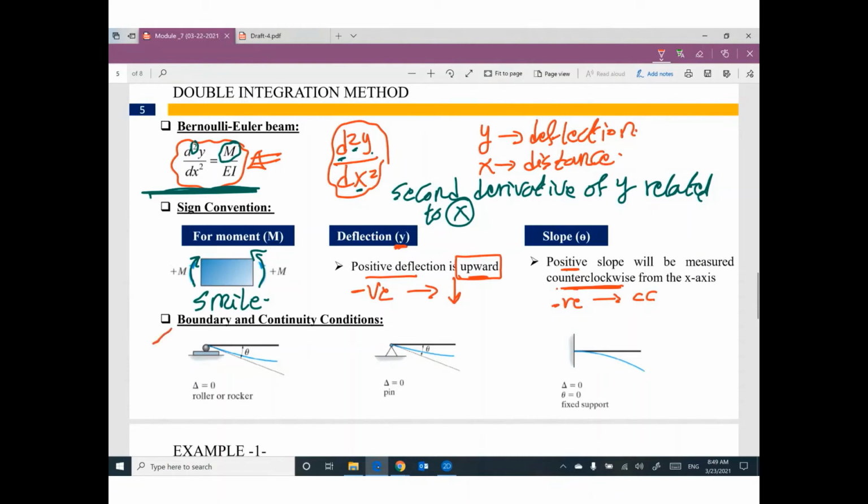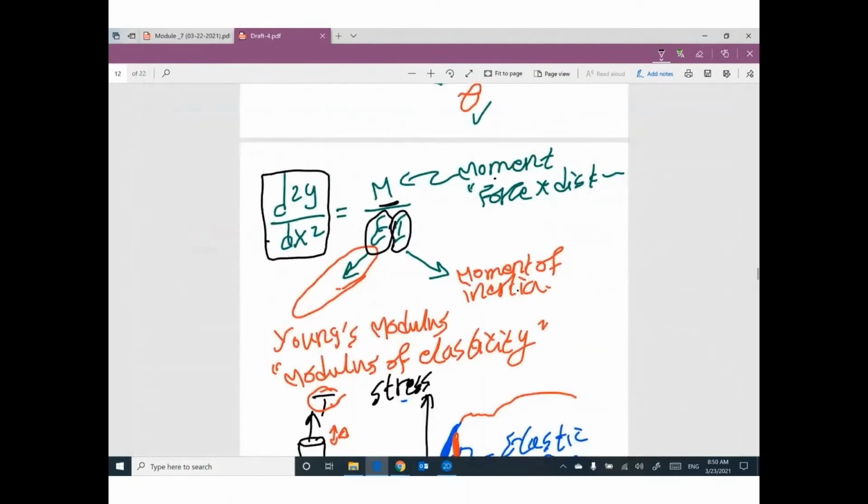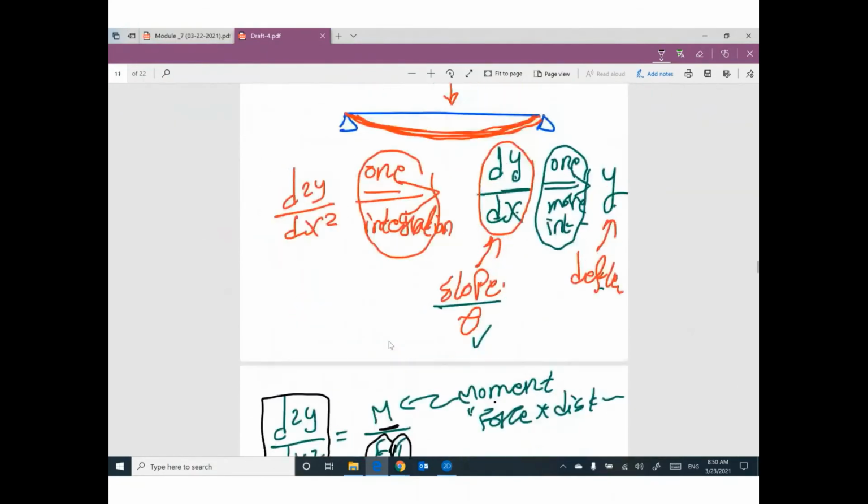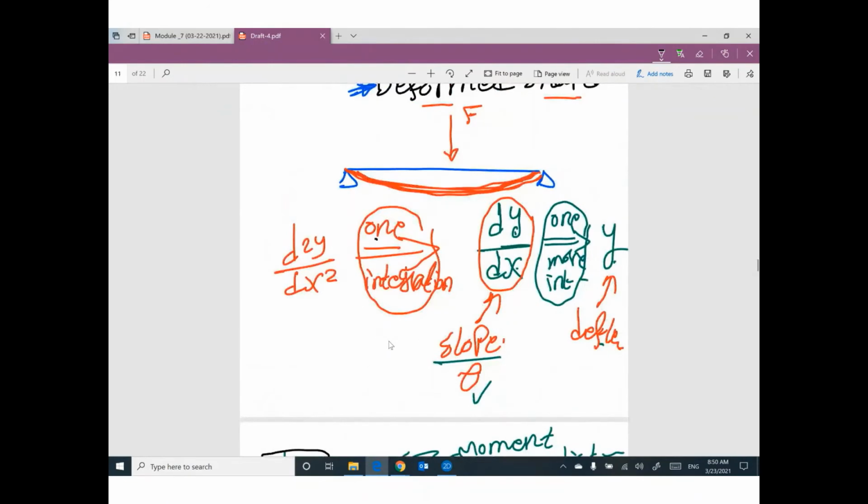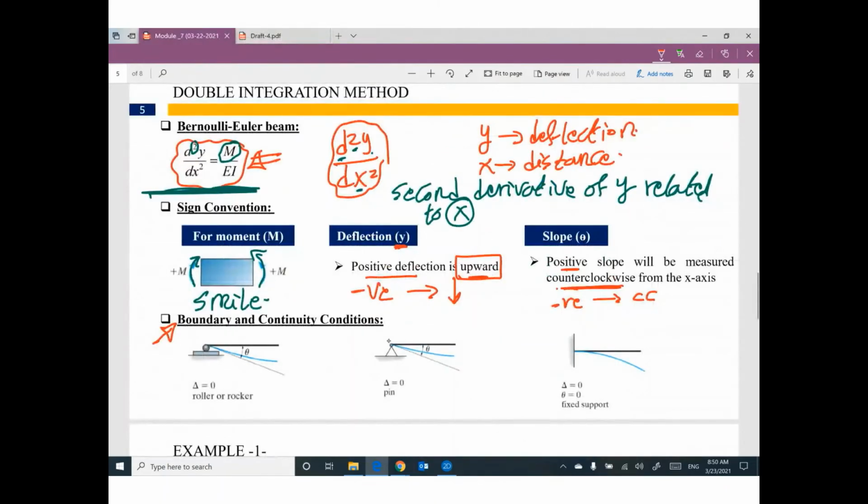We have boundary conditions. Why do we need boundary conditions? It's a mathematical problem. Can you see here? We will do one integration to get the slope. We will do another integration to get the deflection. Each integration will create a constant of integration. If you have constants of integration, that means we need to figure out the value of these constants. So we need something called boundary conditions.